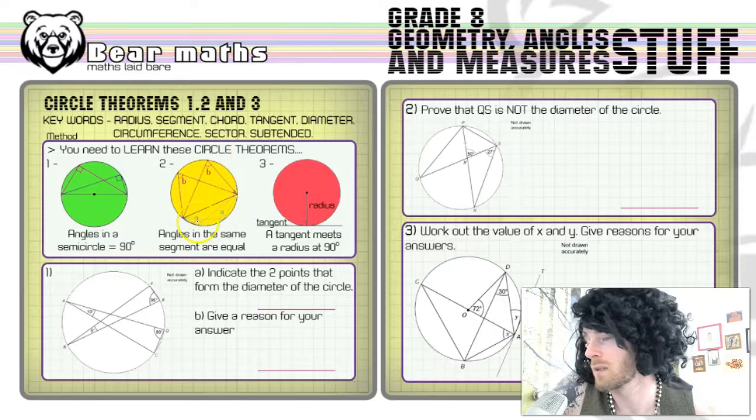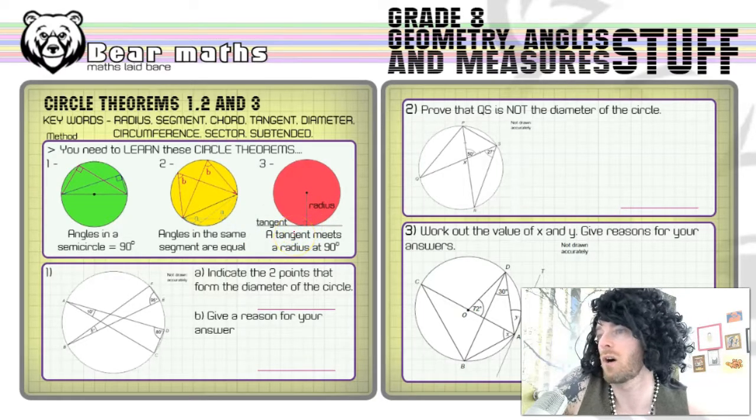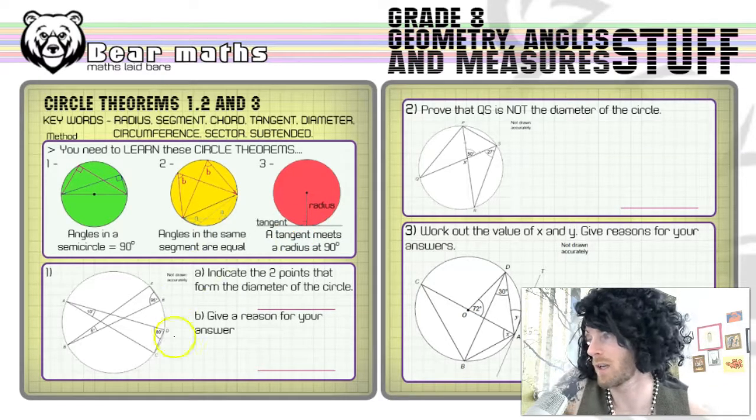And then the last one, we've got a tangent and a radius, and when a tangent meets a radius, it creates a 90-degree angle. So 3 circle theorems that are very useful to know, and I've got 3 problems to solve that include these things in this video.